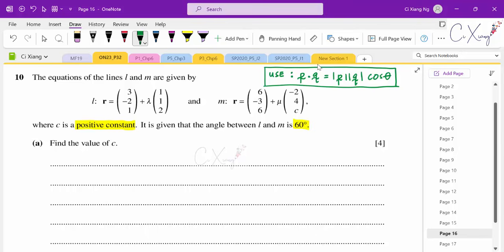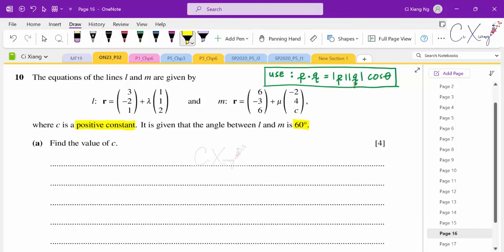They are telling us that the angle between the two lines is 60 degrees, and we want to find the value for C. So we are applying the same diagram, the same formula here, but you need to take note that we are not going to substitute the whole equation into the formula.